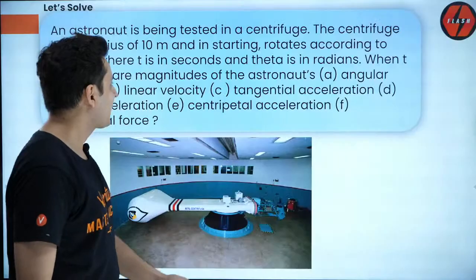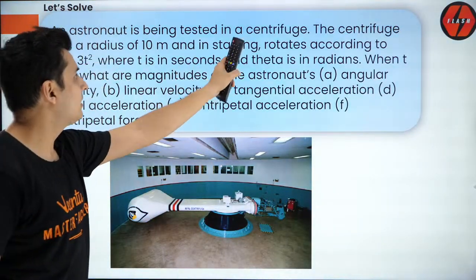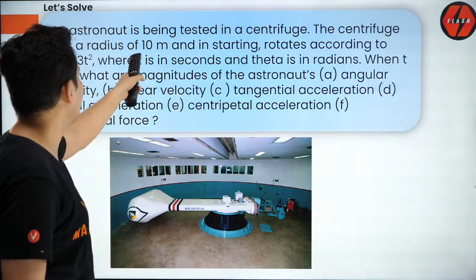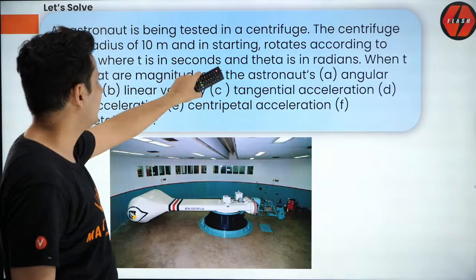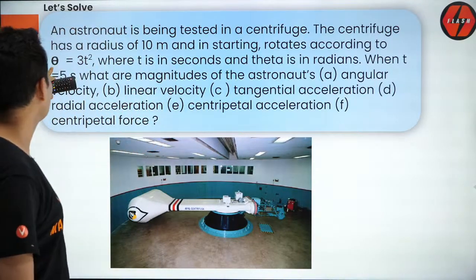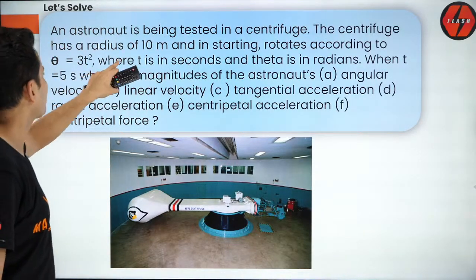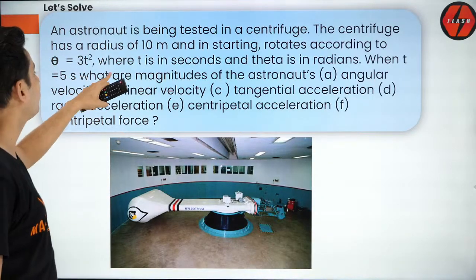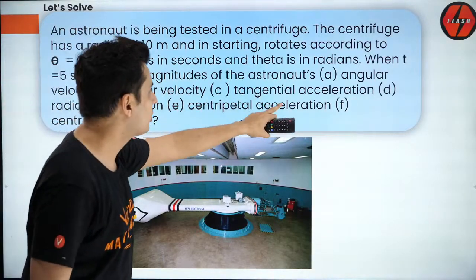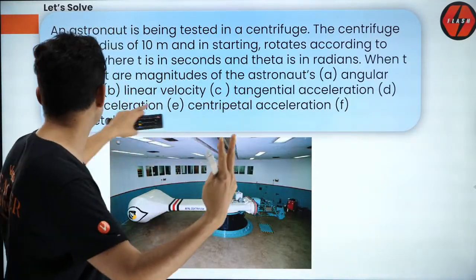Okay. Chalo. Let's get going then. Let's see how to solve this problem. Come on, guys. An astronaut is being tested in a centrifuge. The centrifuge has a radius of 10 meters. And it is starting from rest, let's say, and rotates according to this equation. Theta is 3t square. So theta is a function of time, where t is in seconds and theta is in radians. When time is 5 seconds, what is the magnitude of the astronaut's angular velocity, linear velocity, tangential acceleration, radial or centripetal acceleration?